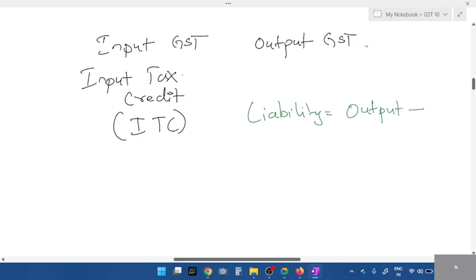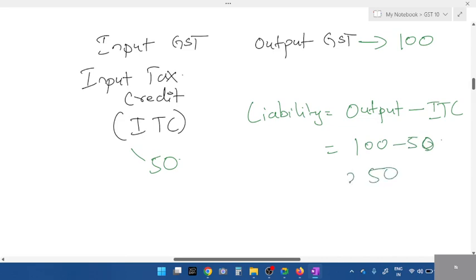Whatever you get. Example, output you got 100. Input you got 50. So the liability, ITC, input tax credit. Liability will be 100 minus 50. Okay, 100 minus 50, the answer is rupees 50. This is the liability formula. Output minus ITC, input tax credit.